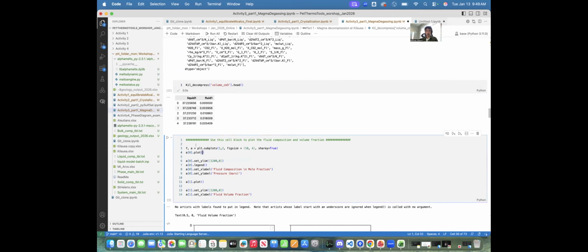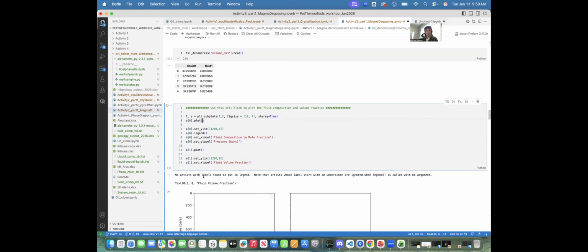See if you can at least get this first plot running, and then see if you can get a volume fraction calculation going based on this information as well. Okay, so I'll give everyone about 5 minutes to do that. If you have any questions or issues, post them in the Discord chat, or feel free to unmute yourself and ask questions as well.